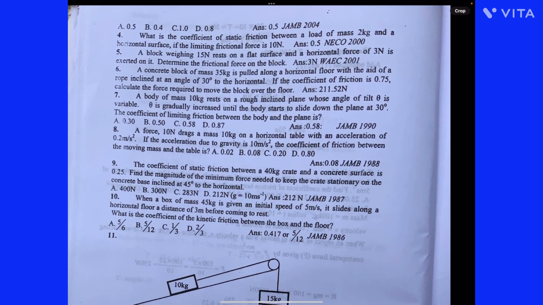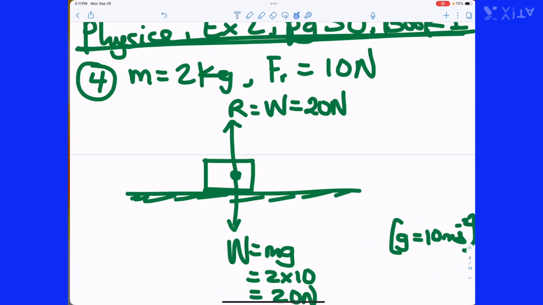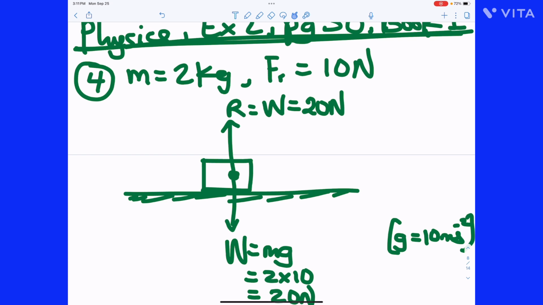Number 4 says, what is the coefficient of static friction between a load of mass 2 kg and the horizontal surface if the limiting friction is 10 Newton? So between a load of mass 2 kg, the limiting friction is 10 Newton. The mass of the load is 2 kilograms.